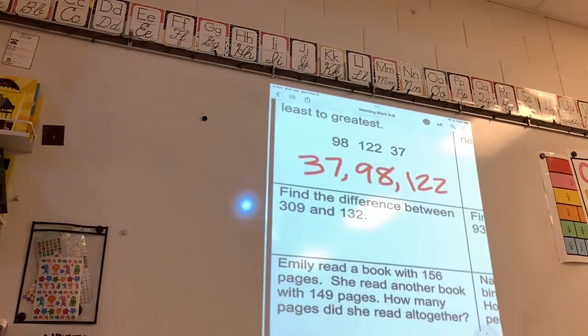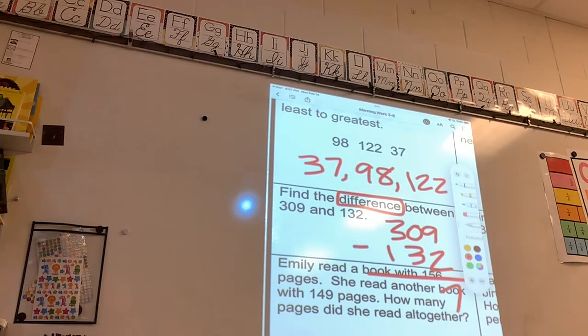Okay. Find the difference between 309 and 132. Can we do 9 minus 2? Yes, we can. 9 minus 2 is 7. Now listen carefully. We are not going to be doing boxing because you're not needing to bring anything over here. Since you can't do 0 minus 3, you're just going next door to the 3. Okay? 3 becomes a 2, 0 becomes a 10. That's why we're not boxing.